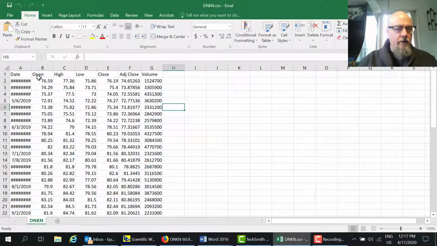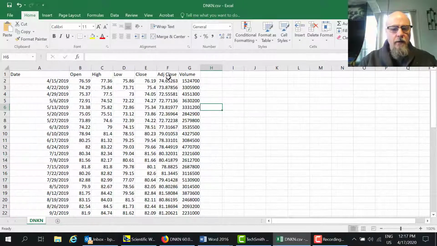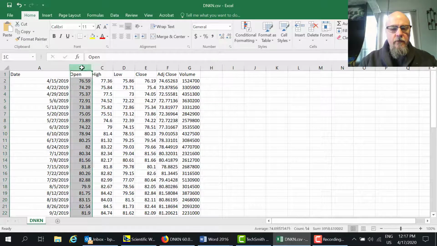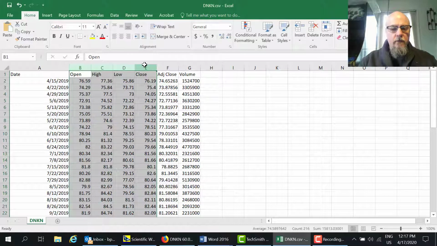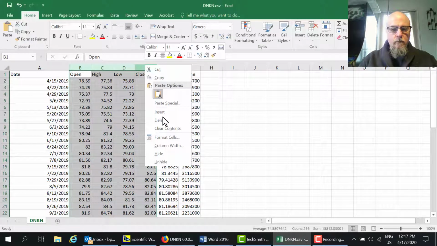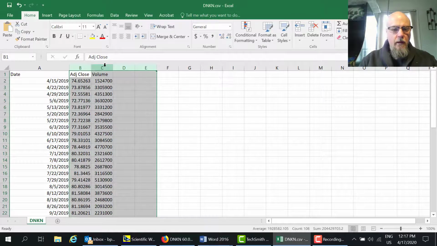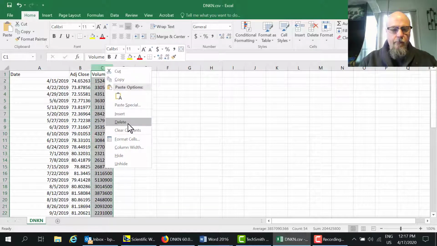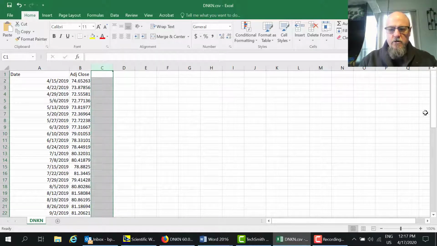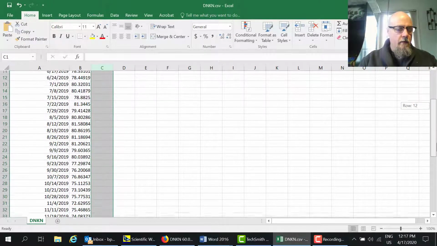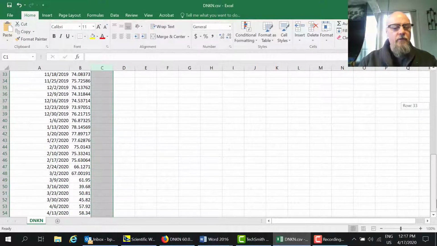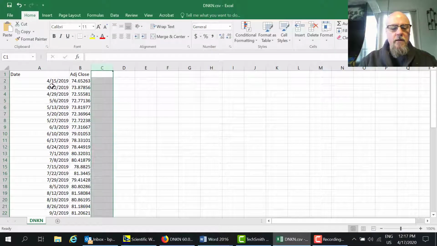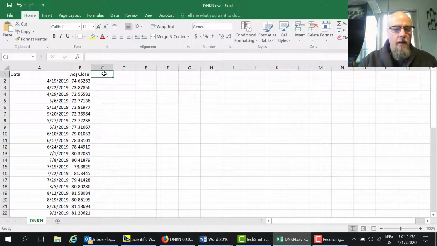Okay, there it is in Excel. I'm going to use the adjusted closes, so let's get rid of that. I'm not going to use the volume. There should be a year of data, and they used to give the data upside down with the earliest at the bottom, but now they give it in numerical order. Now, this is Dunkin'.